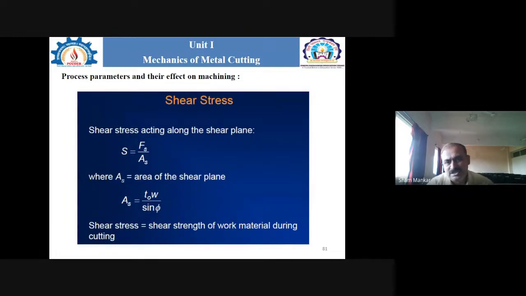Again, the shear stress: we already discussed this at the very beginning during the chip formation process. We discussed the chip shear stress formula along the shear plane, which is the ratio of Fs to As, where As is the area of the shear plane, easily calculated as t0 times w divided by sine of angle phi. Shear stress is equal to the shear strength of the work material during the cutting process.